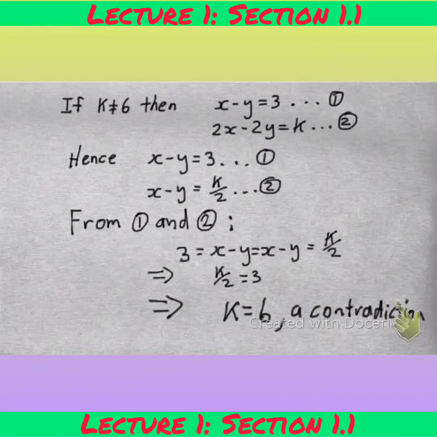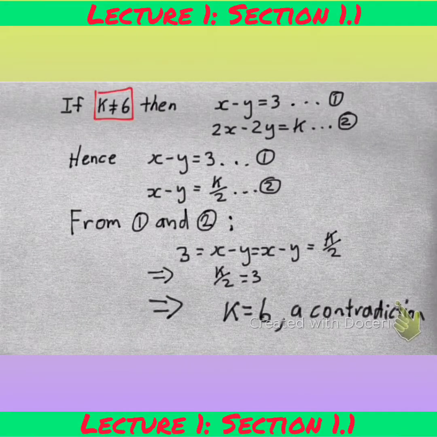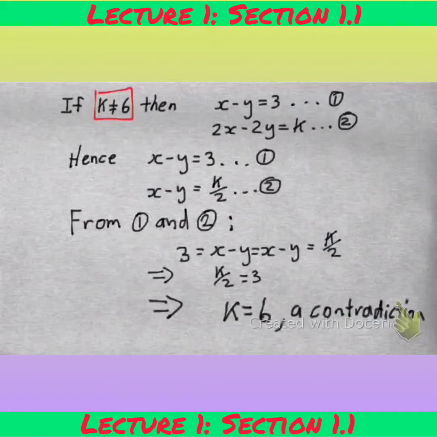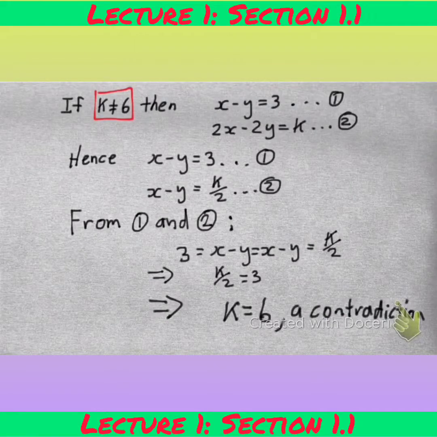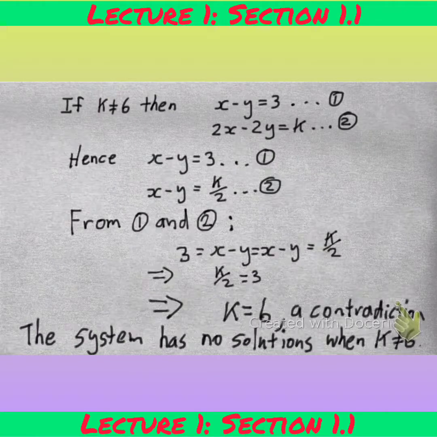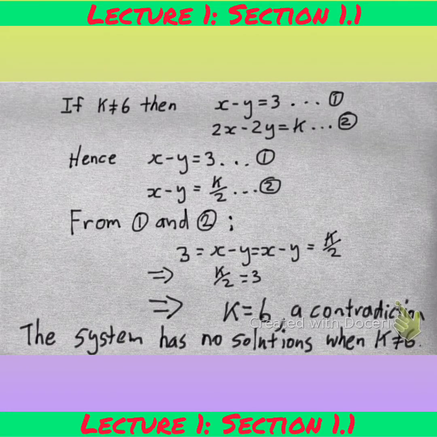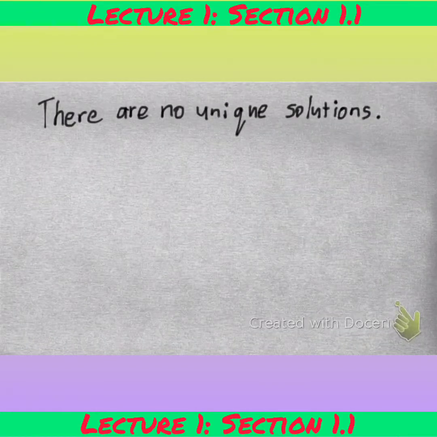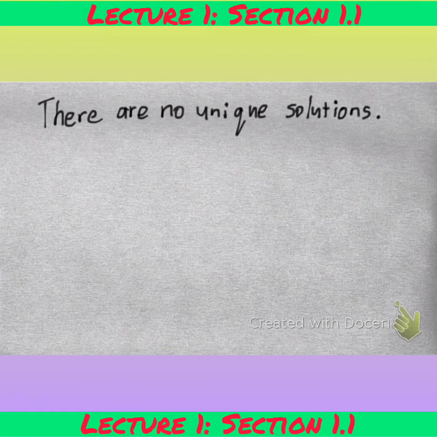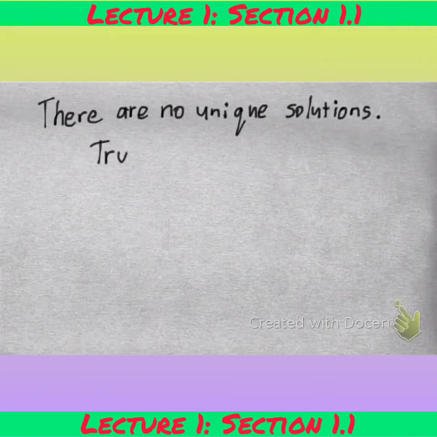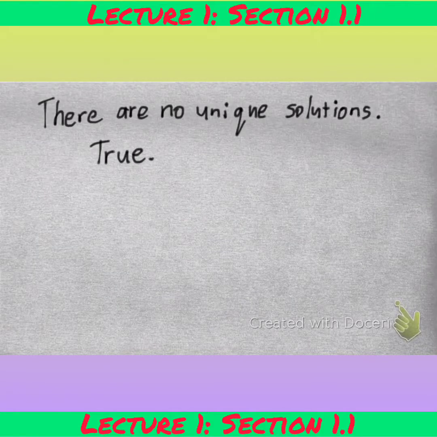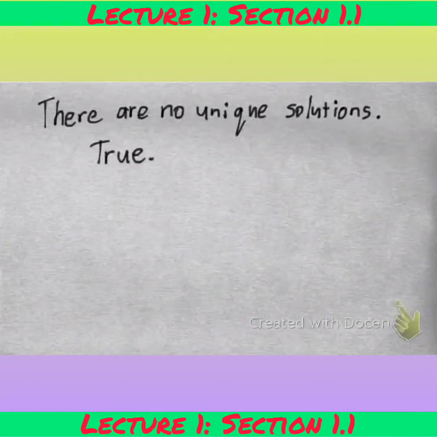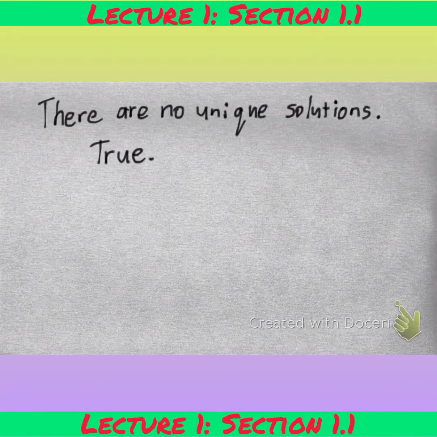Okay, so we're contradicting that statement there. We assumed that k is not equal to 6. Right, so the system has no solutions when k is not equal to 6. So when k is equal to 6, we've got infinitely many solutions. If k is not equal to 6, we have absolutely no solutions. So there are no unique solutions. So therefore, the answer to the question is true. Okay, so the statement is true. That linear system has no unique solutions regardless of the value of k.